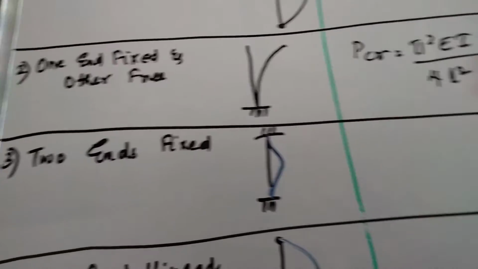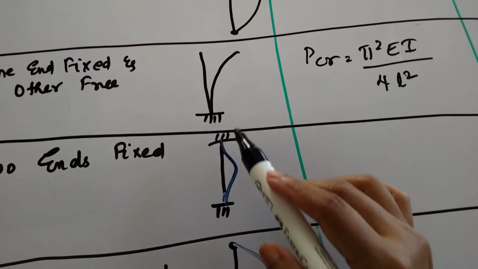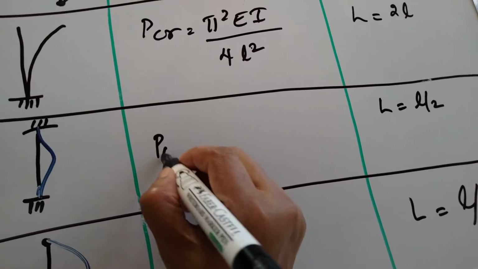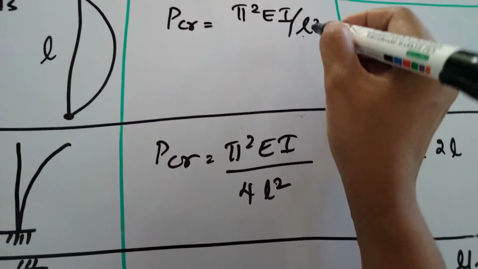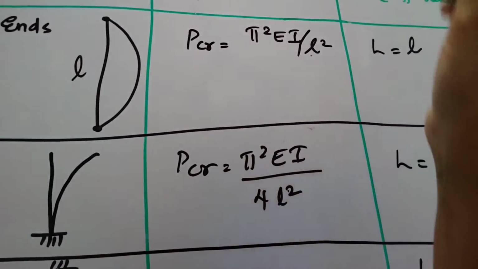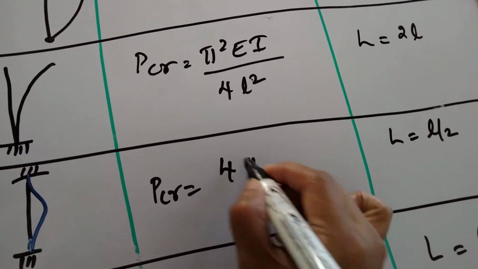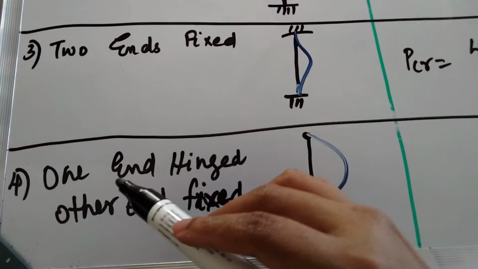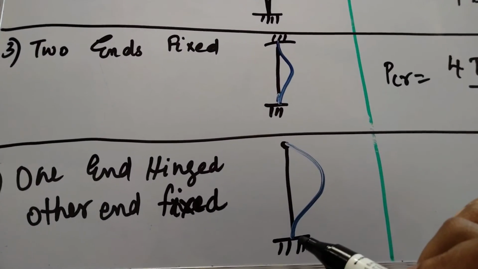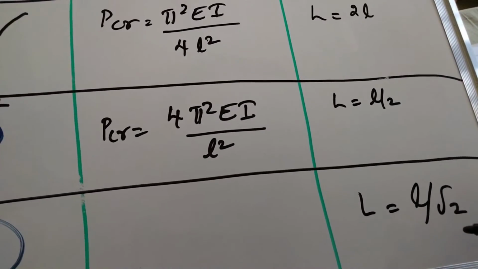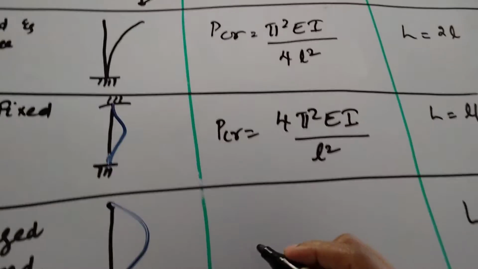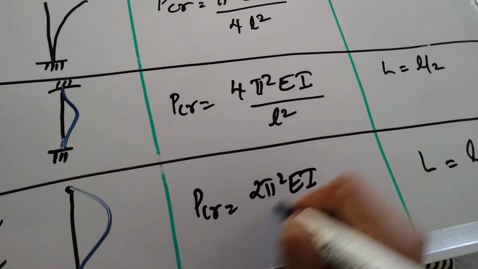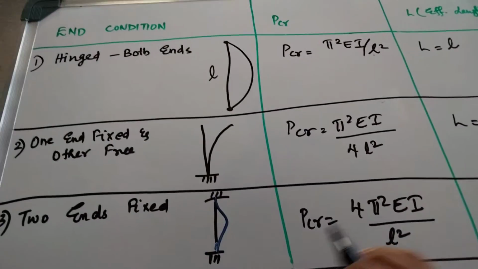The third case is both ends fixed. In this case the length is reduced to half, Le is equal to L by 2. Substituting Le is equal to L by 2 in this equation, the 4 will come to the top, so we get 4 pi square EI by L square. Now the last case is one end hinged and the other end fixed. The effective length is L by root 2. Substituting that, we get PCR is equal to 2 pi square EI by L square. So these are the 4 different conditions.